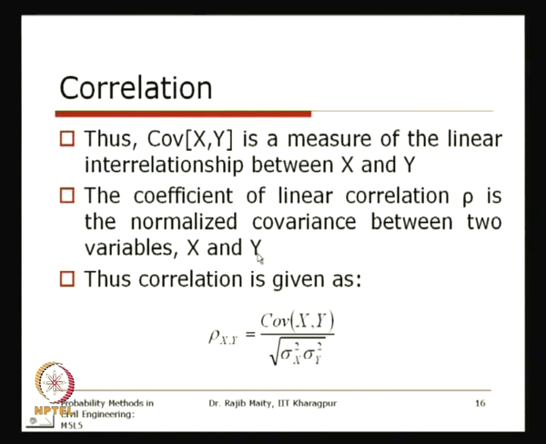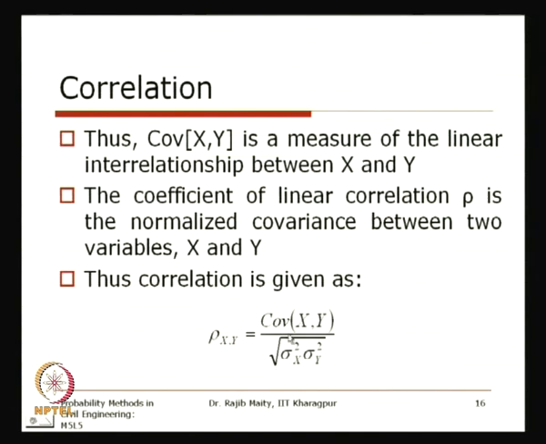Now, how this normalization is done: rho x y, the correlation coefficient between x and y, is equal to the covariance between x and y divided by the product of their standard deviations, which is the square root of sigma x square times sigma y square. You know, these are the variances and their positive roots are the standard deviations. So, the product of their standard deviations is the normalizing factor. If we normalize this, then this total quantity is the correlation coefficient.